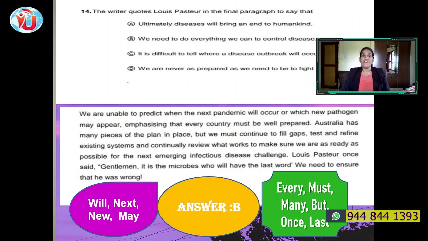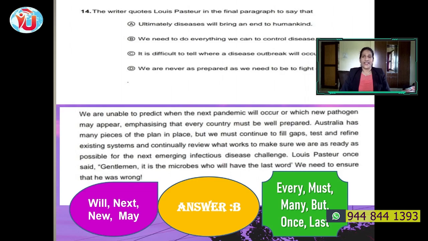Being aware of it, let's continue reading. Emphasizing that every country, you see, every, must again, modal verb is there, well prepared. Australia has many pieces, see, many again. Many is what? I told you it's a scale of the plan in place. But you see the contrast here, but we must, you see the must modal verb, continue to fill gaps, test and refine existing systems, and continually review what works to make sure we are as ready as possible for the next emerging infectious disease challenge.